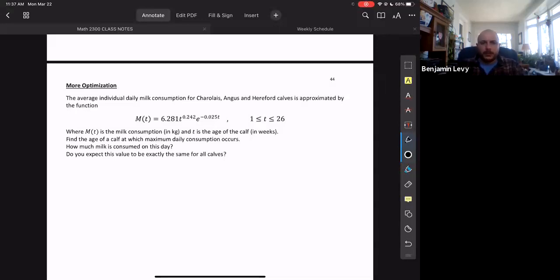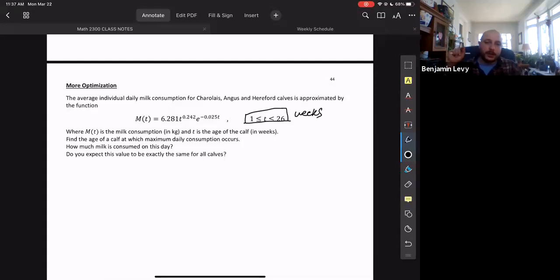Solving problems like this can be tricky. And so this is a real world example. I took this one from a real paper that talked about, was it talking about cows again, I think. So it says, Charolais, Angus, and Hereford calves are types of cows, I believe. And it talks about individual daily milk consumption for these three types of calves, and it's approximated by this function. The t values are days. Isn't that right? It's weeks, actually. And so they're really young. They're between 1 and 26 weeks, so between 0 and half a year old.